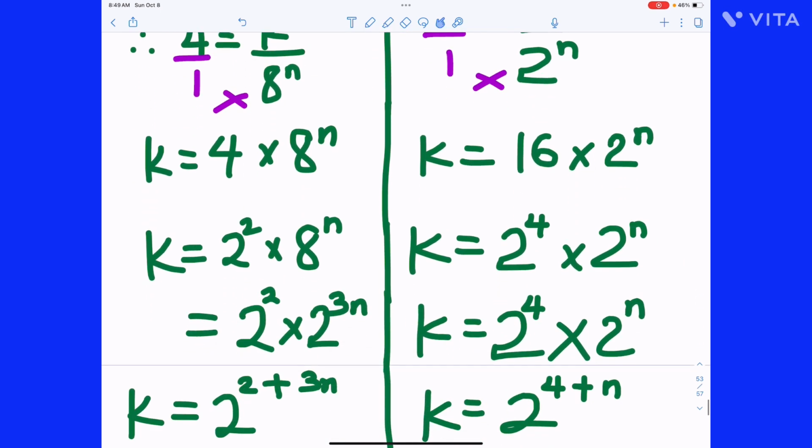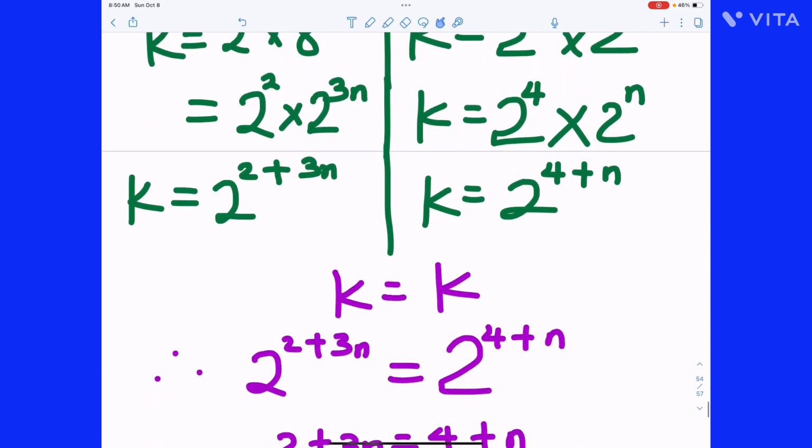So 4 is 2 raised to the power 2, and 8 is 2 raised to the power 3. So this will become 2 raised to the power 3n. If you add indices, you get 2 raised to the power 2 plus 3n on the left here. Here, 16 is 2 raised to the power 4, and 2 raised to the power n stays. So K is 2 raised to the power 4 plus n.